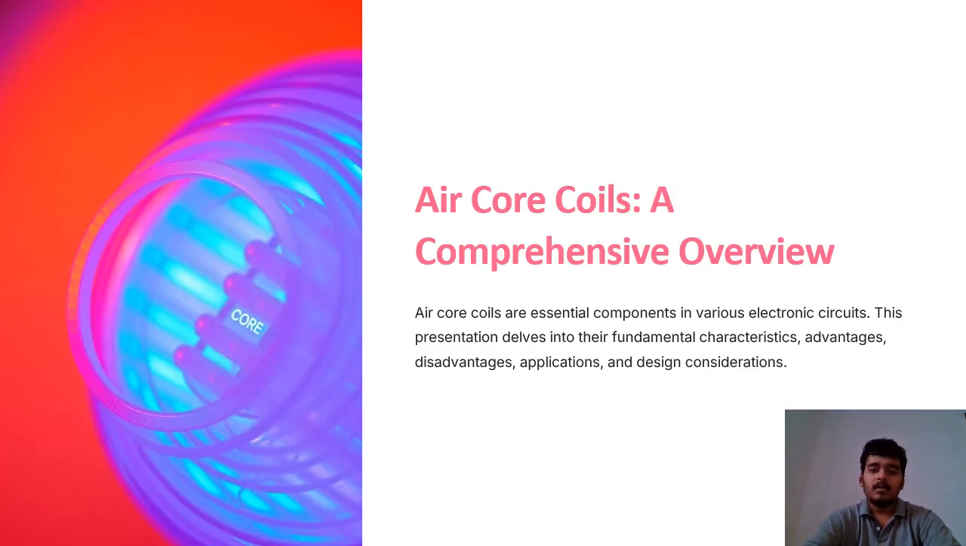An air core coil is an essential component in various electronic circuits. This presentation delves into the fundamental characteristics, advantages, disadvantages, applications, and design considerations. First thing, what is a coil? A coil is a copper wire which is twisted or turned into a round shape through two terminals. It is known as an air core coil. It is used in various electronic circuits to present the fundamental characteristics of it.